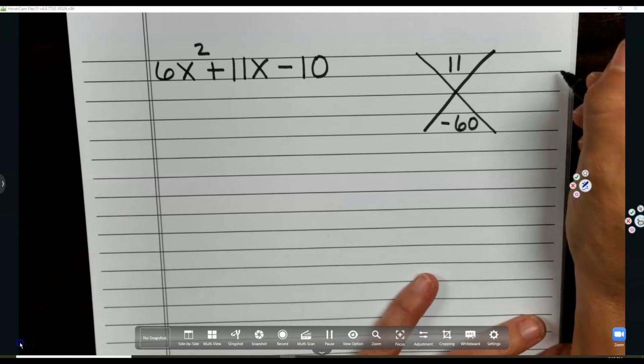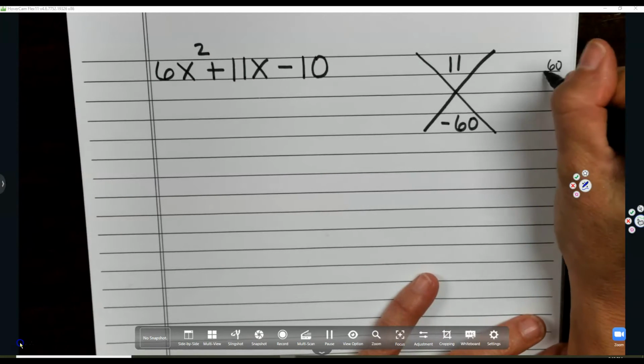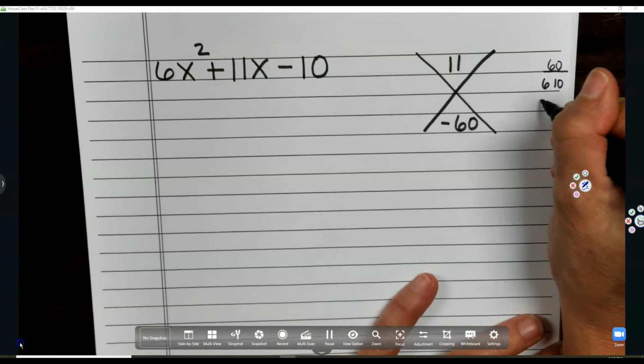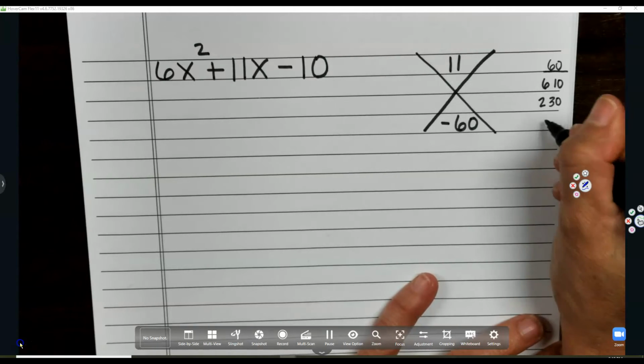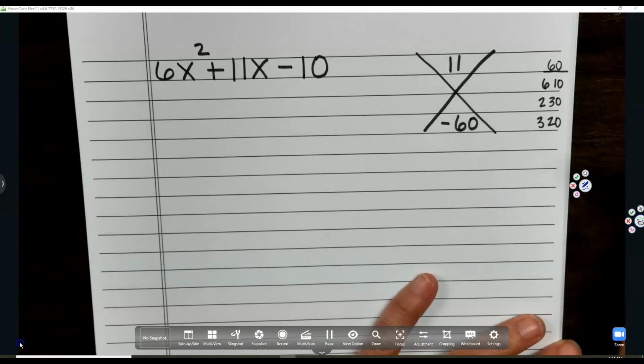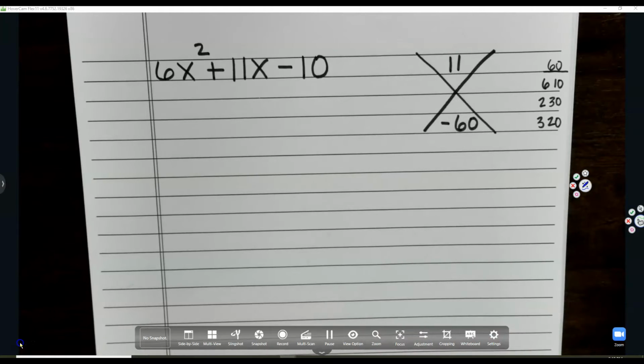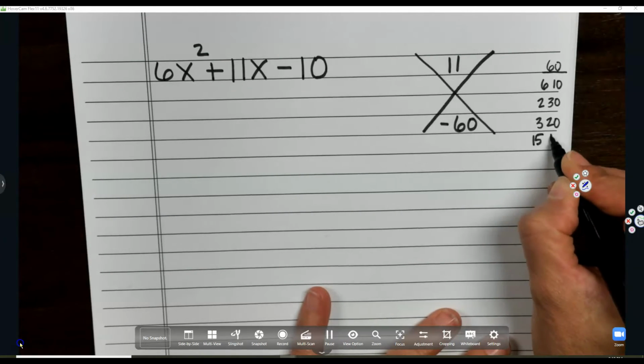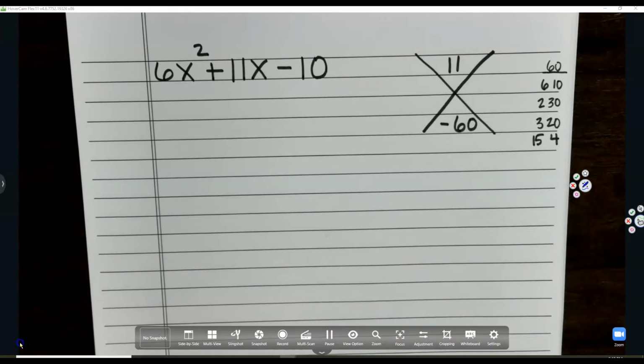Okay, here we go. Numbers that multiply to make a 60. Well, 6 times 10. We just did that. 2 times 30. 3 times 20. What else makes a 60? 15 and 4. There's one more. Can you think of another one? 5 and what? Good job. 5 and 12.